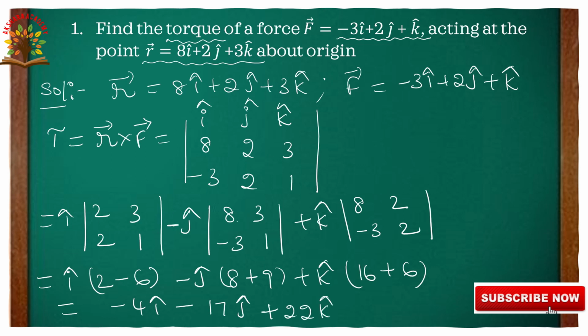So this is the torque tau. The final answer is therefore tau equals minus 4i cap minus 17j cap plus 22k cap. This is the final answer. Okay, next we will go to the next question.